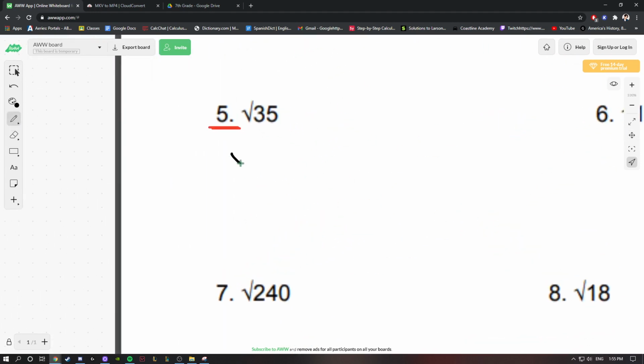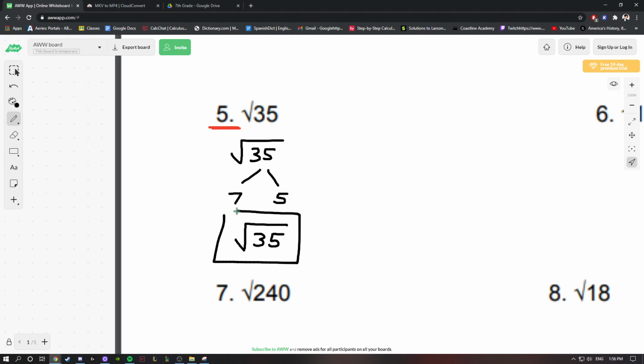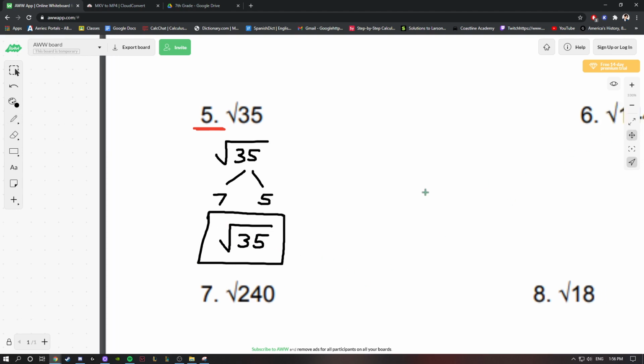Number 5, we have rad 35. This is not a perfect square, so we want to separate it into factors. We get 7 and 5 when we break this down, but we realize that we can't break this down any farther, right? Because 7 and 5 are both prime numbers, and when we're looking for square roots, we need to find pairs or perfect squares or something of the sort, and here we don't have any. So actually, in this situation, we can't do anything to simplify it any further, so we're just left with the square root of 35.